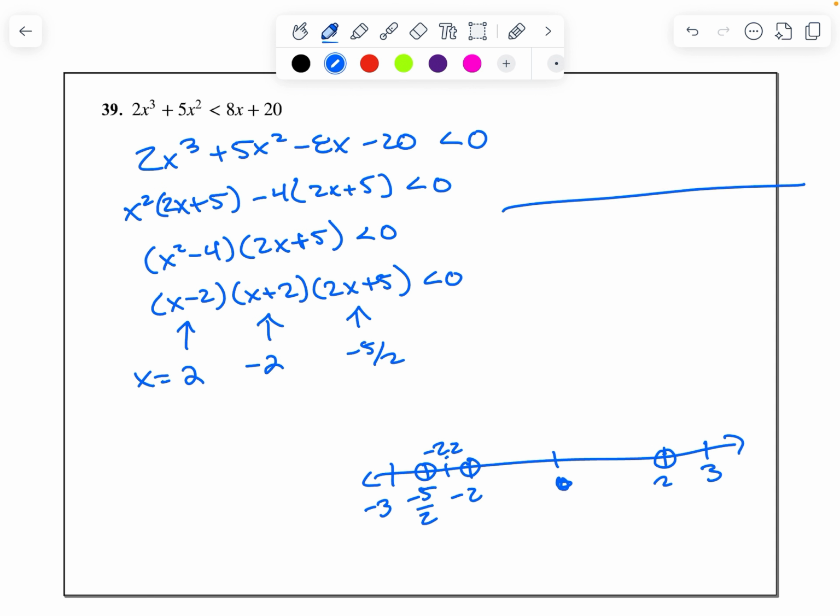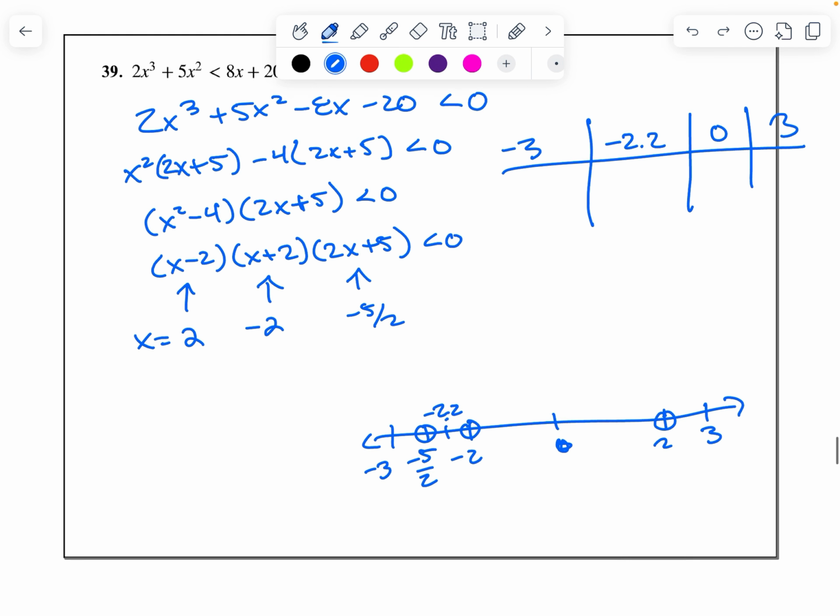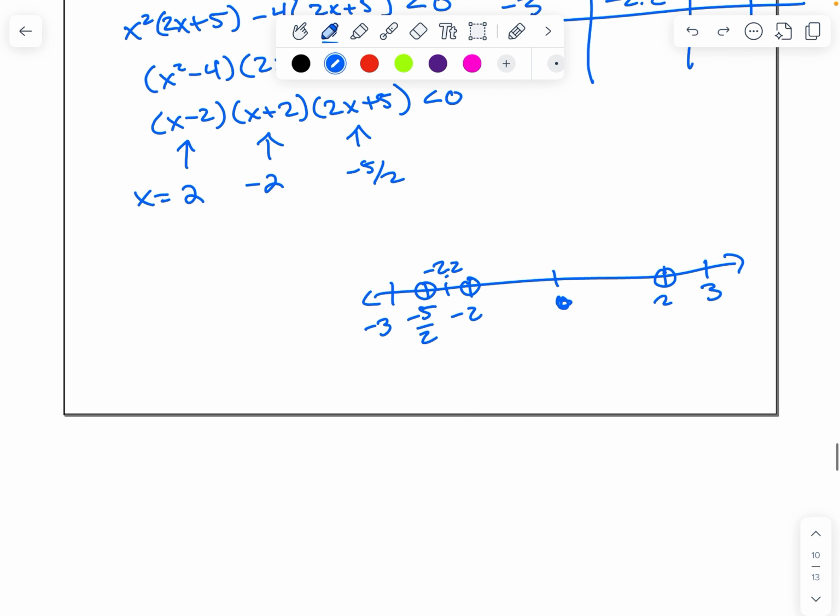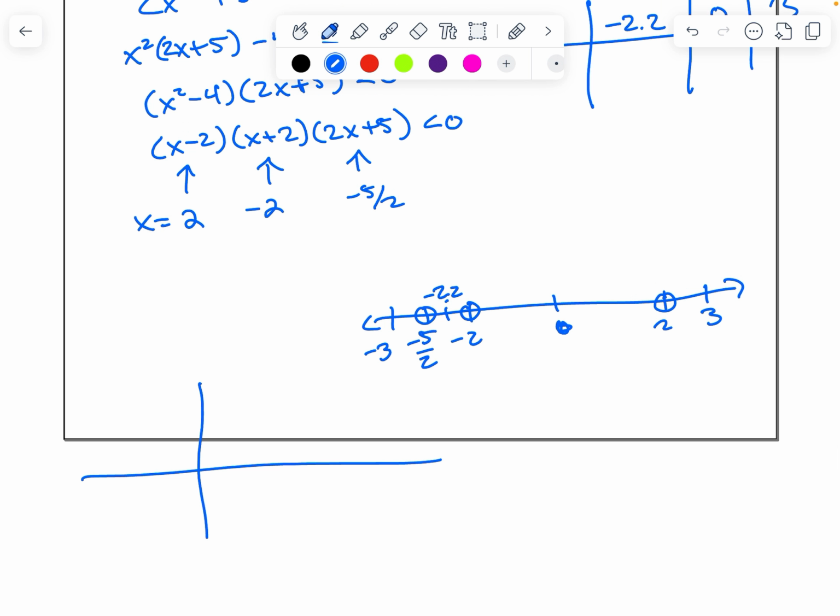I'm going to actually do this a different way, but you could check negative 3, negative 2.2, 0, and 3 in your original equation. You're going to check and see if they give you a correct solution or not. If they don't, you put an X. If they do, you shade. Here's the way I'm going to look at it, though: I'm going to think about it as a polynomial that I'm going to graph, right? And so my solutions are at 2, negative 2, negative 2.5.